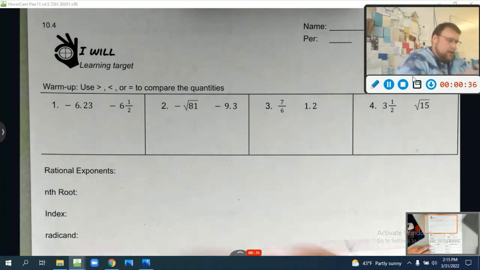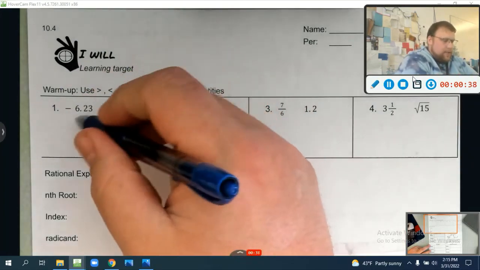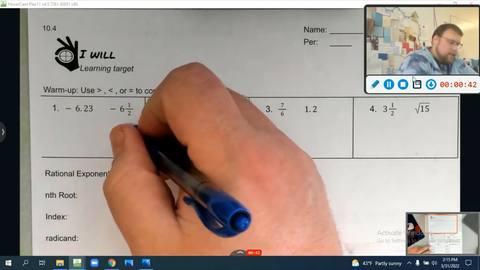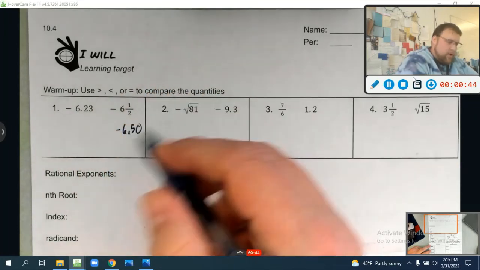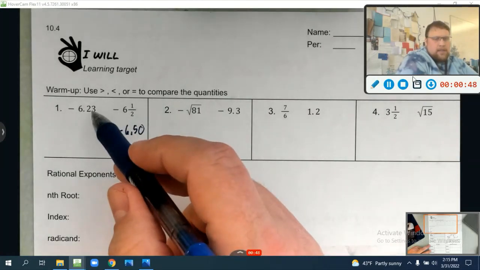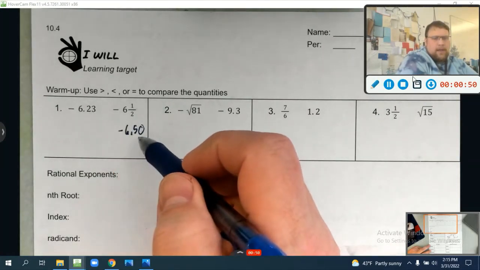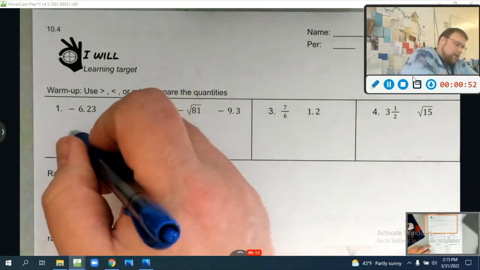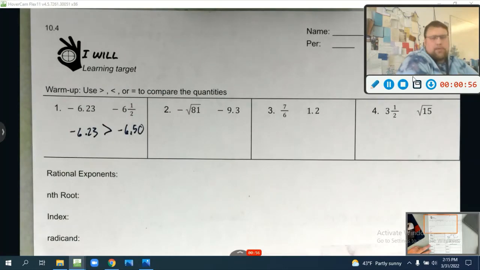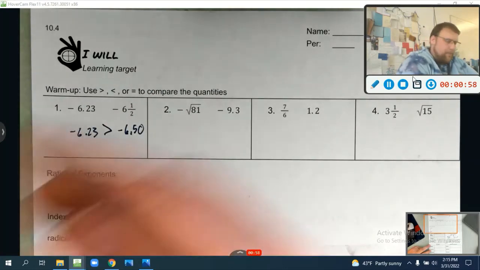Unpause, hopefully. What does it say right here? Negative 6.23. So I need to put this as a fraction, or as a decimal, negative 6.50. I'm going to make it match the amount of decimal points. Well, this is less negative. 6.23 is less negative than negative 6.5. So I'm going to say negative 6.23 is greater than negative 6.5 because it's less negative.